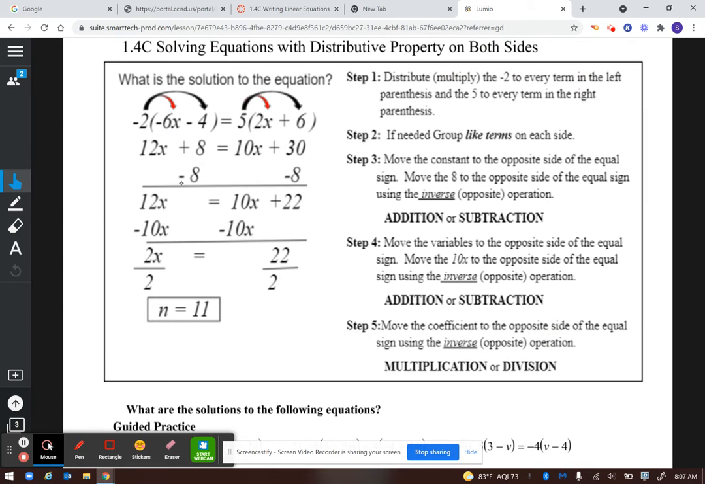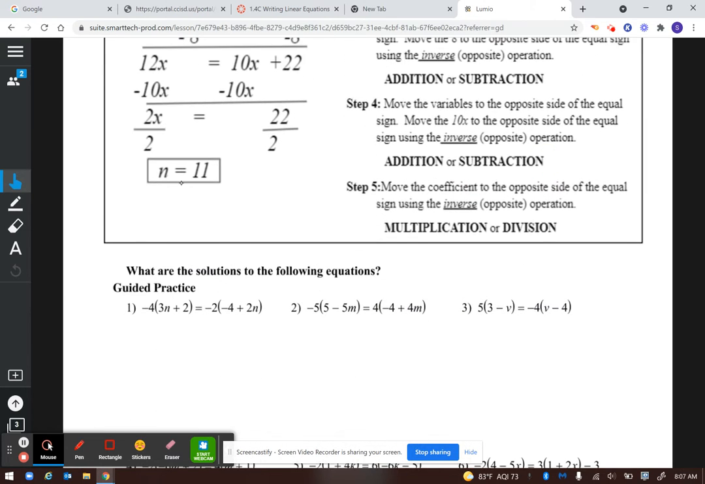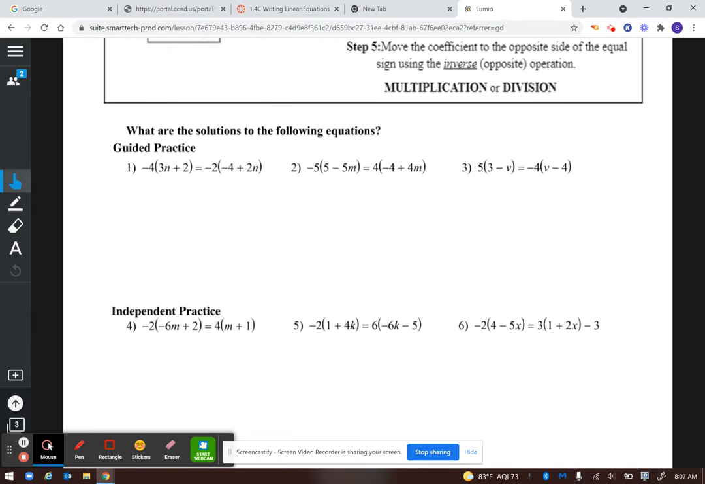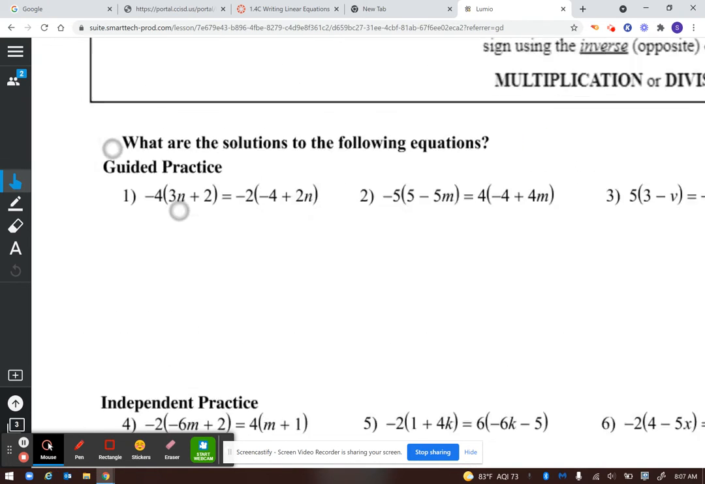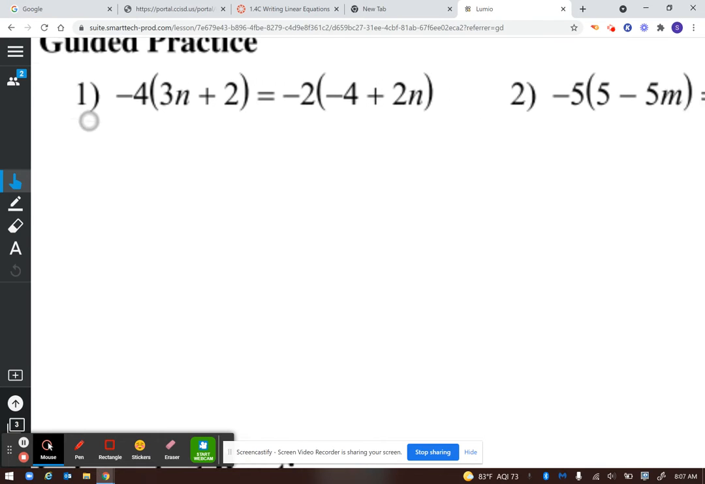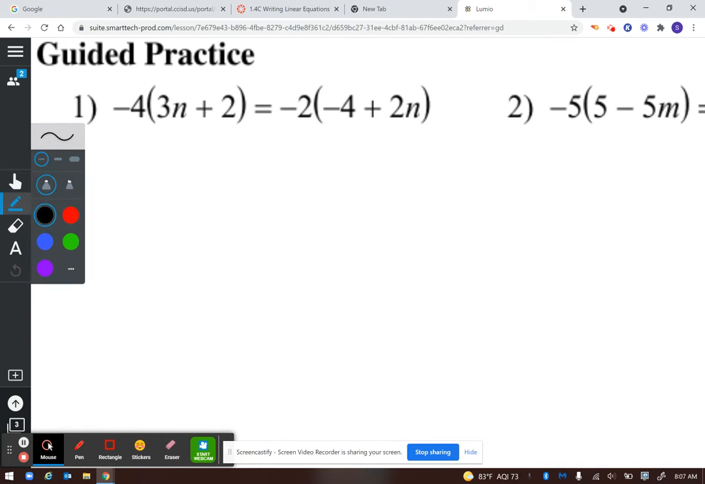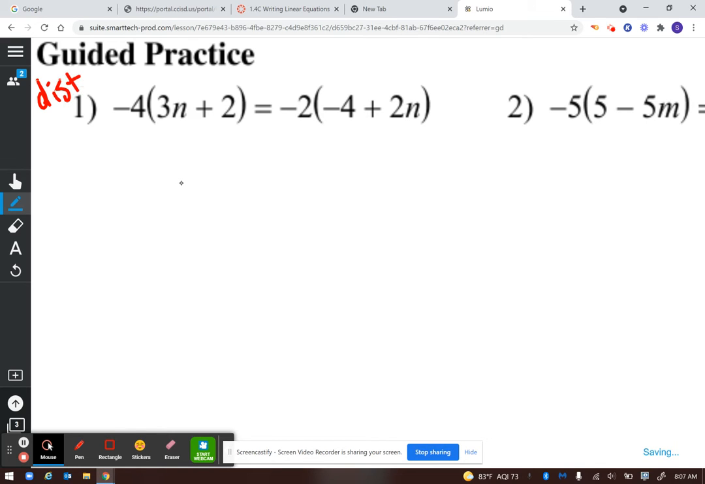So all we can see is the difference from lesson B to this one is the fact that we will be distributing on both sides of the equation instead of just one. So step number one is going to be distribute. When you distribute, what that means is that you look for parentheses. You will multiply out what's in front of the parentheses to inside.